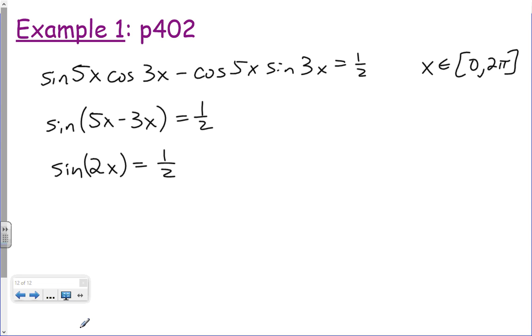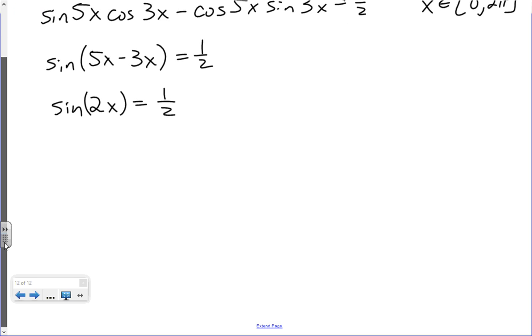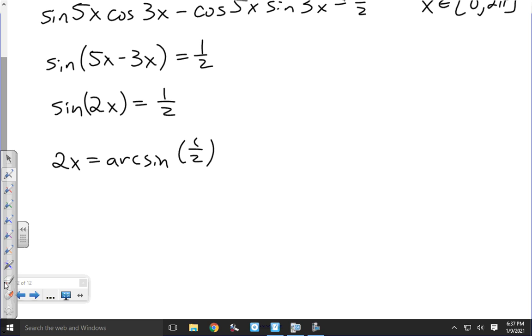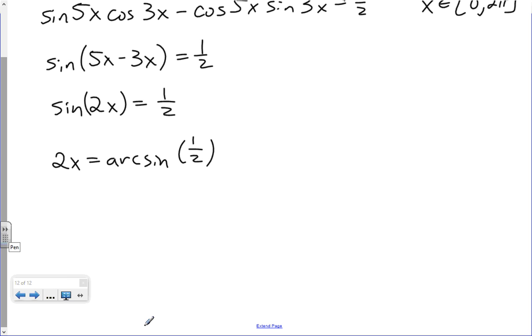I have a sinusoid set equal to some number. Let's solve that. We're going to use arc sine to do that. So we have 2x is equal to the arc sine of 1/2. So 1/2, that's a very good one. Then divide by the 2, so you have x is equal to 1/2 of the arc sine of 1/2.